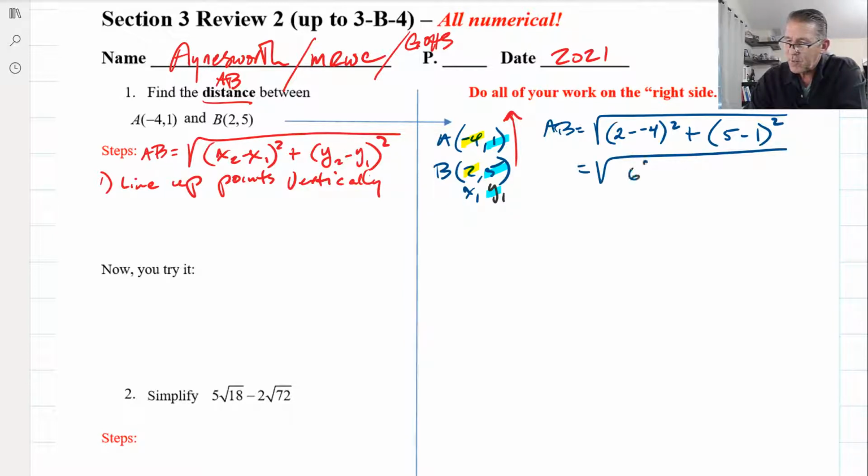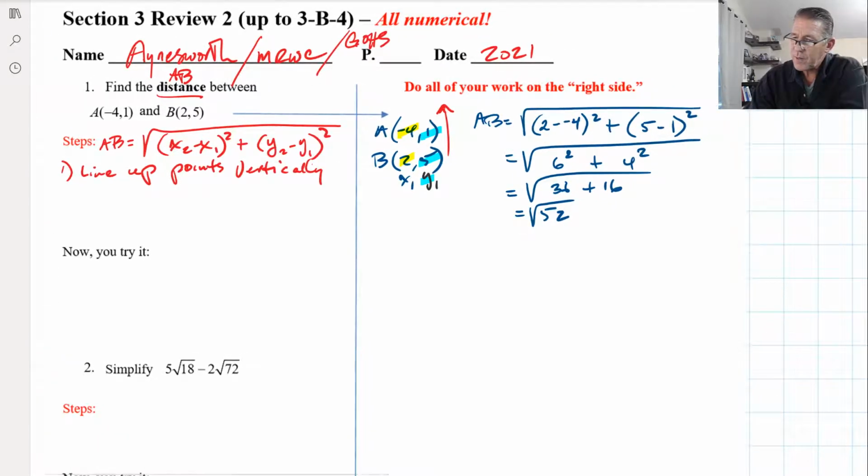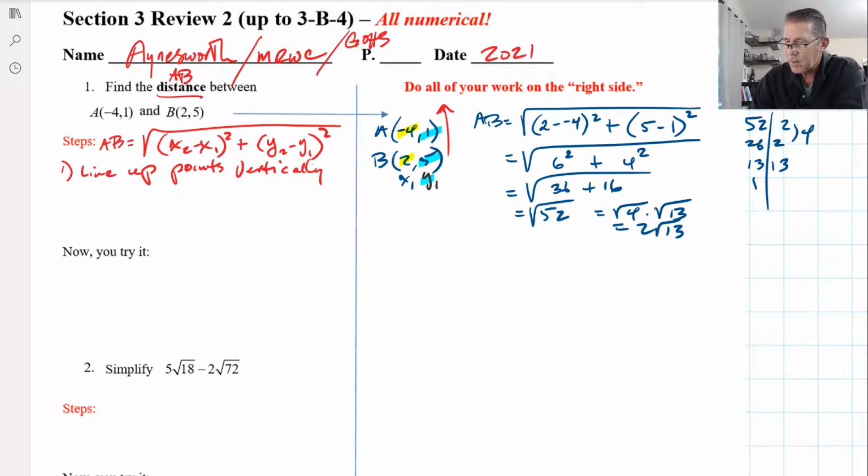2 minus negative 4 is 6. And then you got to square it. 5 minus 1 is 4, and then you got to square it. And so you got 36 plus 16. That's a square root of 52. Now at this point, what you want to do is factor. So if you're one of my students, you know how to factor. All right, so 52 divided by 2 is 26, divided by 2 is 13. That's prime. So the only square factor is 4. So this is the square root of 4 times the square root of 13, which happens to be 2 rad 13. Okay, and there's your answer. And when you practice something like this, you practice just like this, step by step.